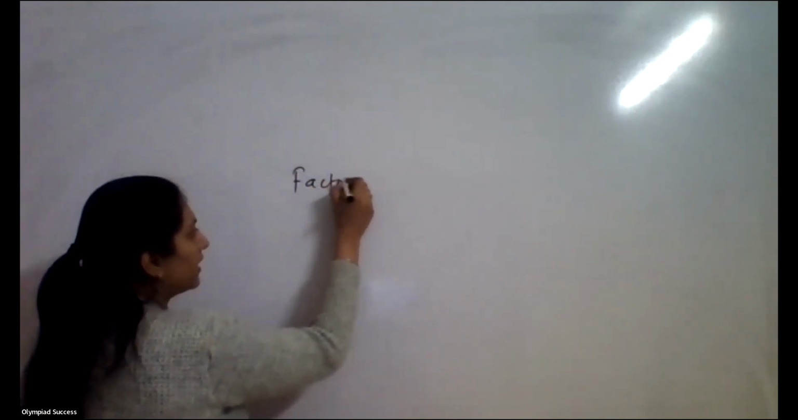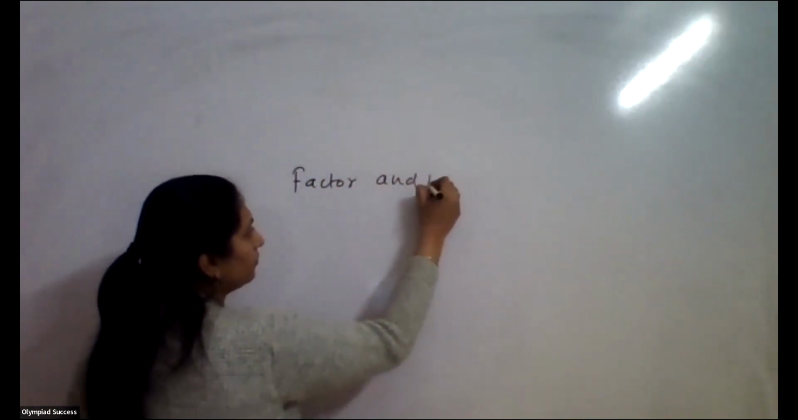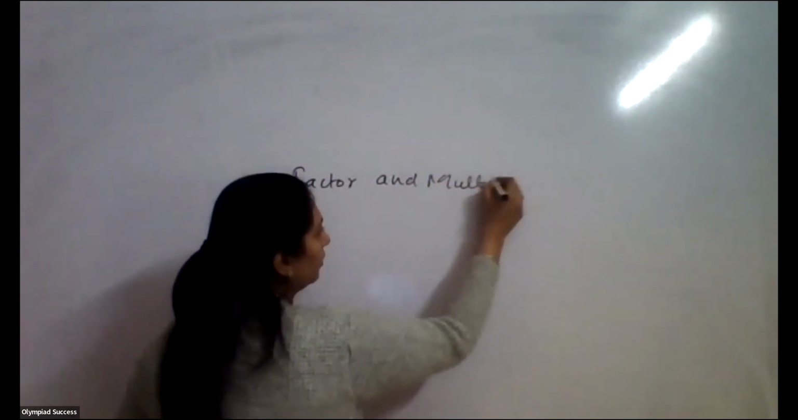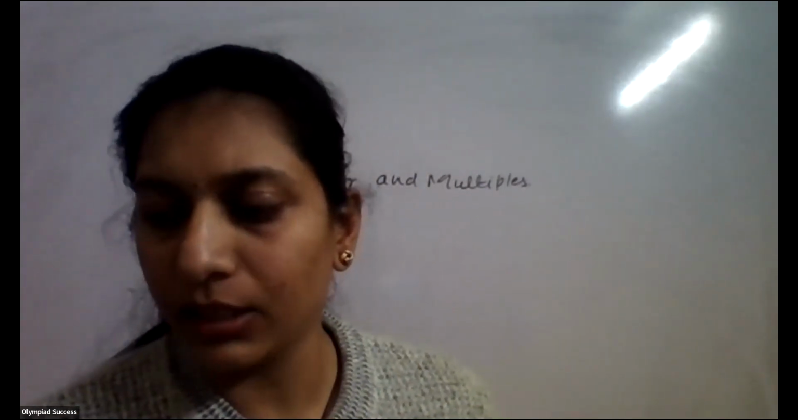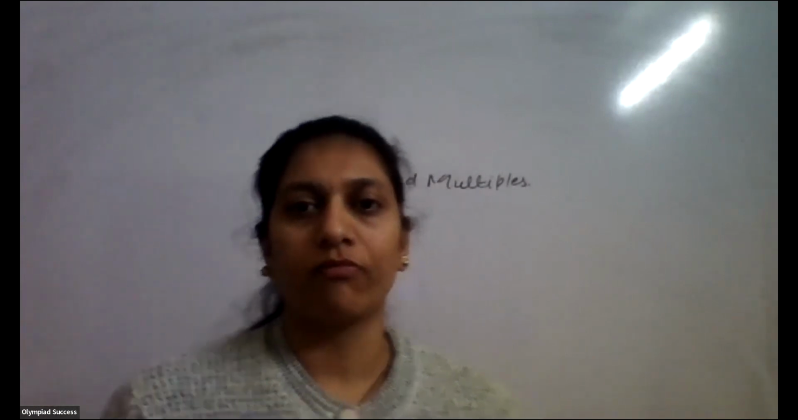The chapter that we are going to start for the demo will be factors and multiples. Have you done this chapter earlier? How do you feel about this topic? Is it easy or tough? And what are the topics you learned in this chapter?